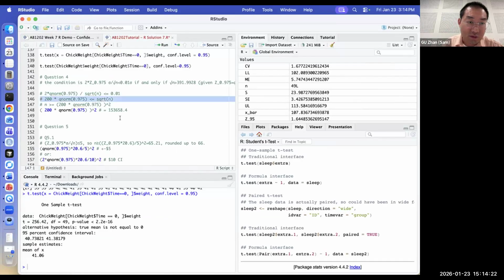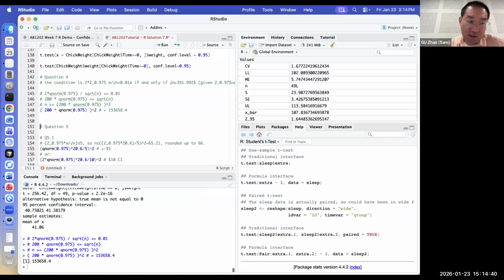Then you continue: 200 times 100, each 200, then move this one here, square root and n here. Then n is greater than this value. Okay, n is greater than this value. Let's run it. It's 153.658, so round up to 154.